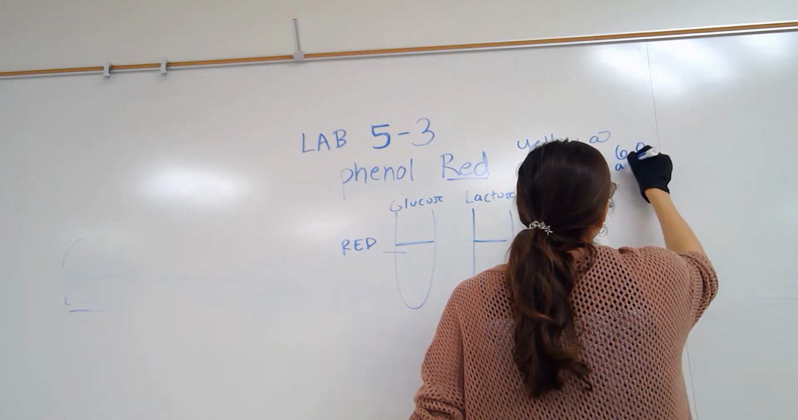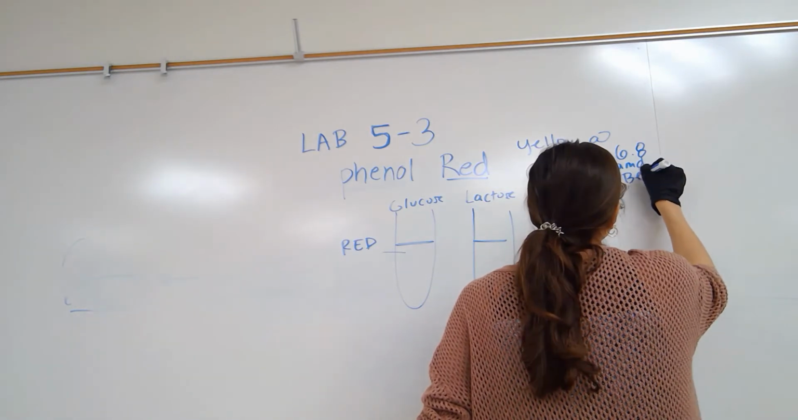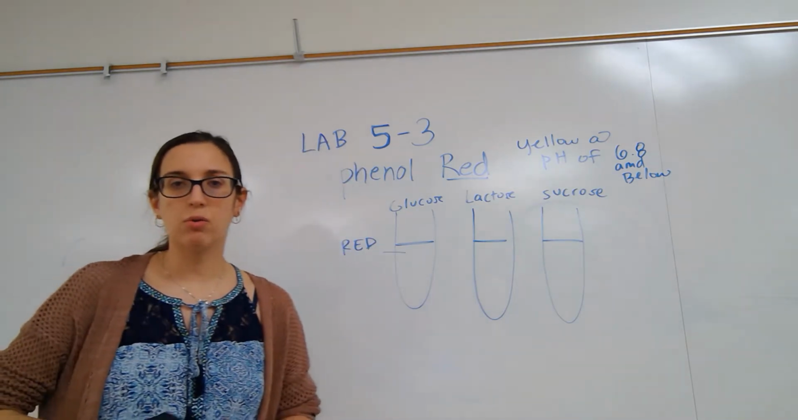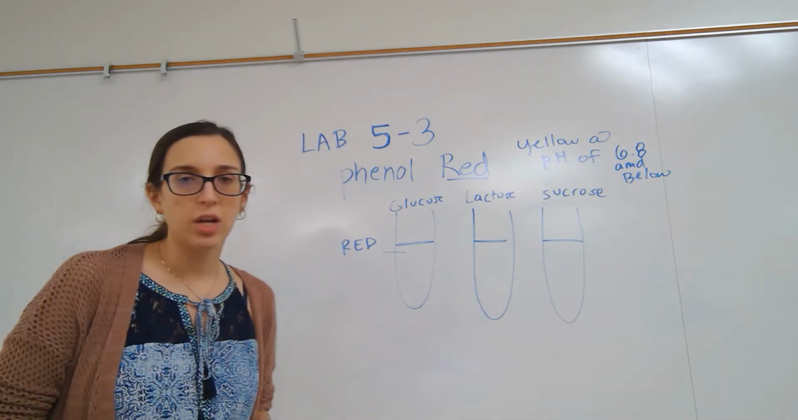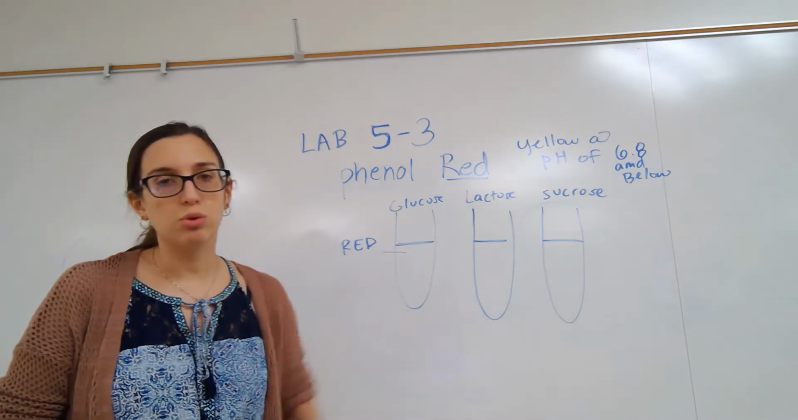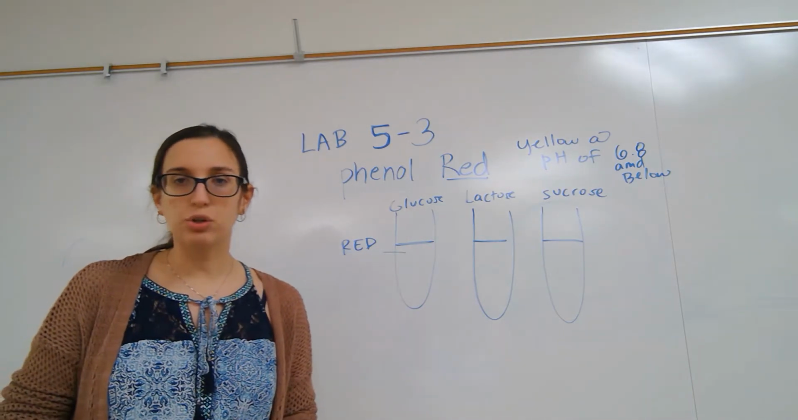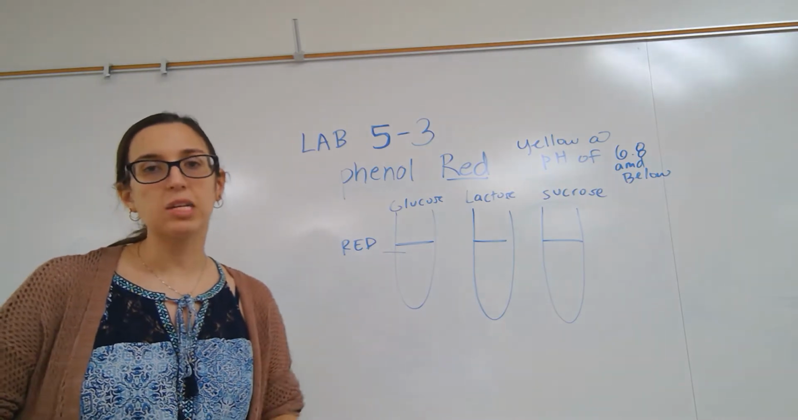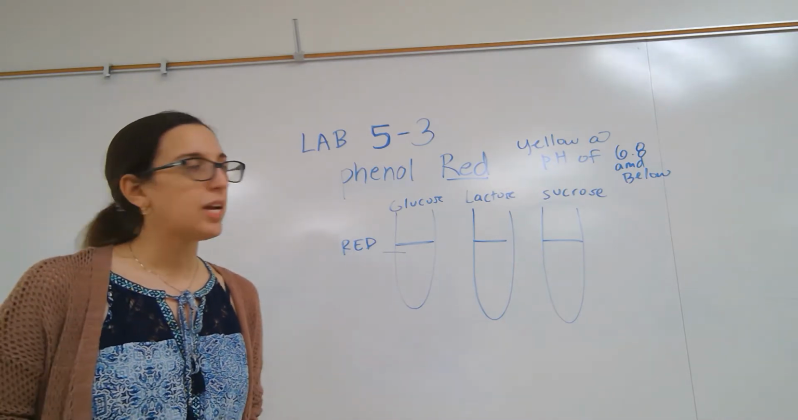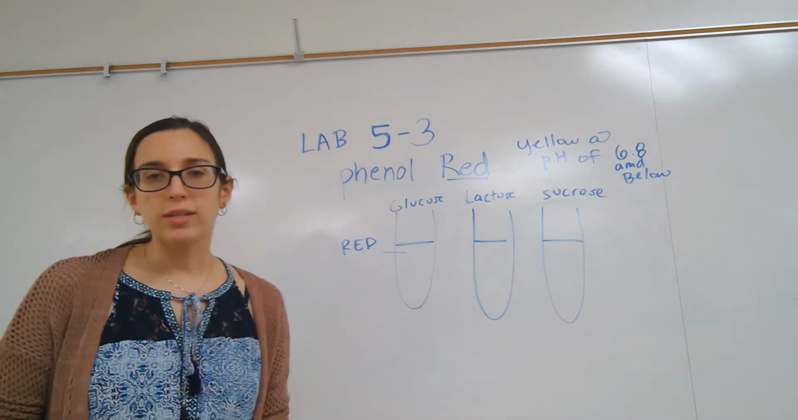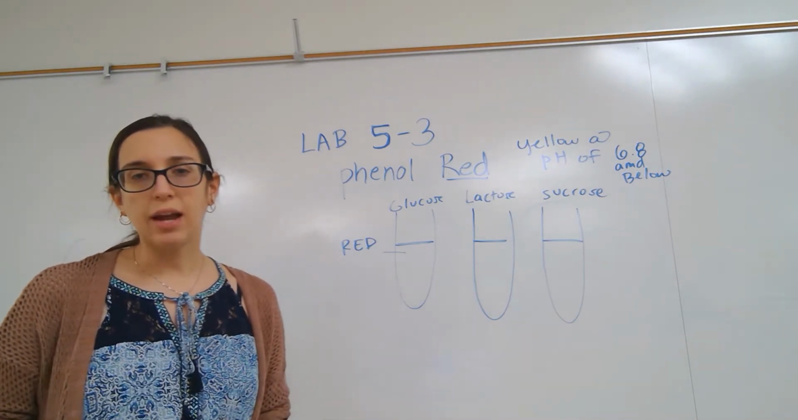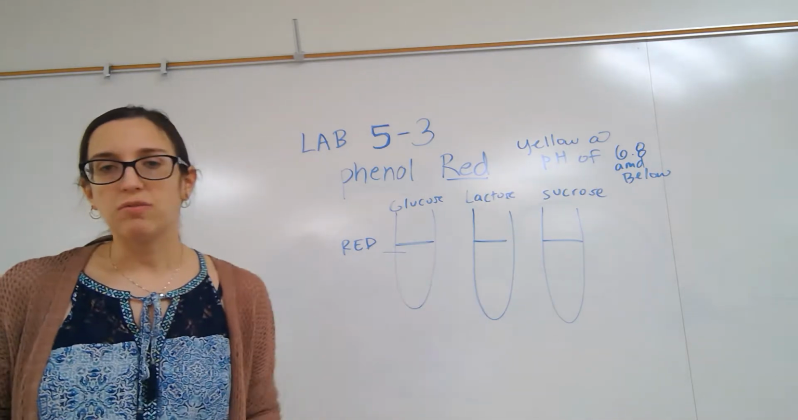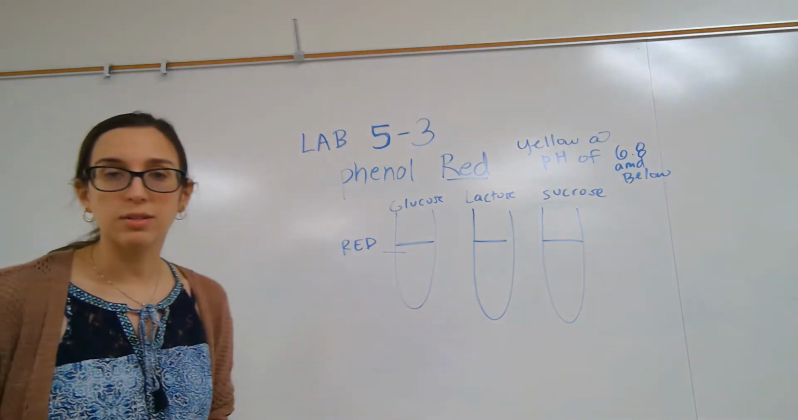6.8 and below. Okay, so when a bacteria breaks down glucose or lactose or sucrose, the byproduct is actually acid. And there's a lot of different acids that can be formed, like lactic acid, formic acid, acetic acid, and it just depends on what kind of enzymes are used to break down each of these, which pathways are used to break down each of these sugars.